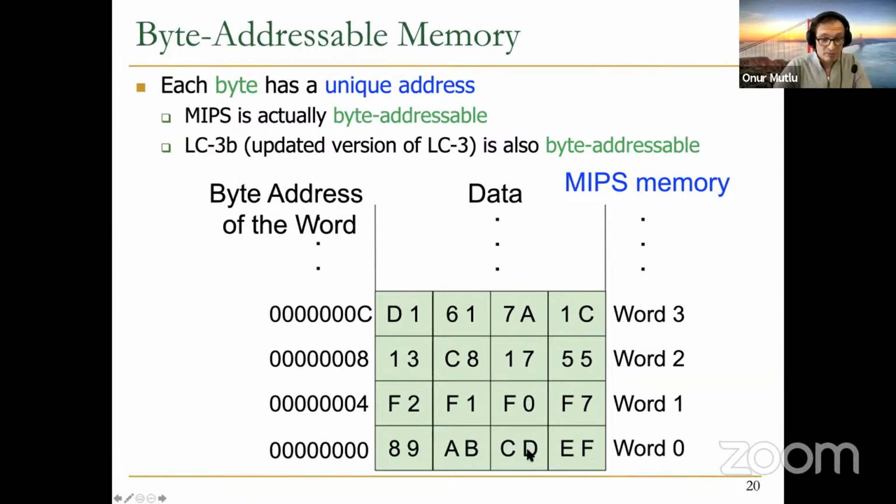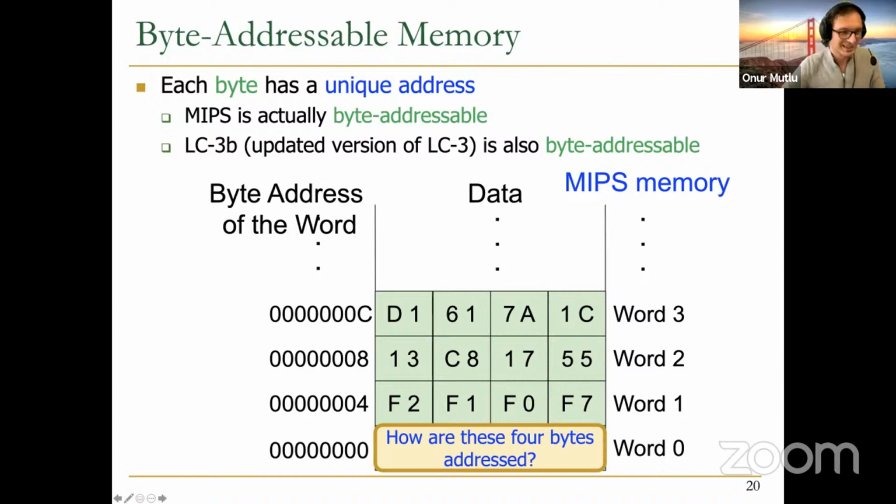Basically, now we have 4 bytes in a word. One of them needs to be addressed all zeros. Another one should be 0000001. Another one should be 2. Another one should be 3. Which one is 0? Which one is 1? Which one is 2? Which one is 3? Now here we're at the mercy of convention again, right?